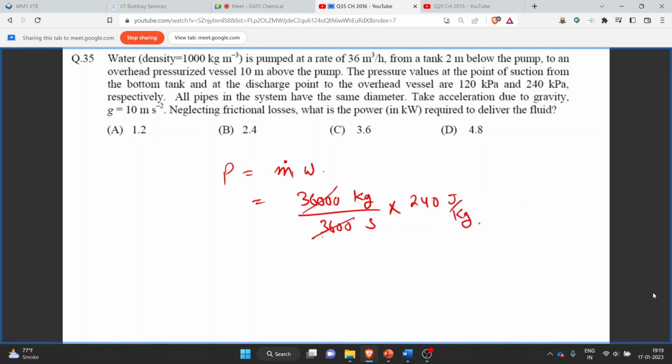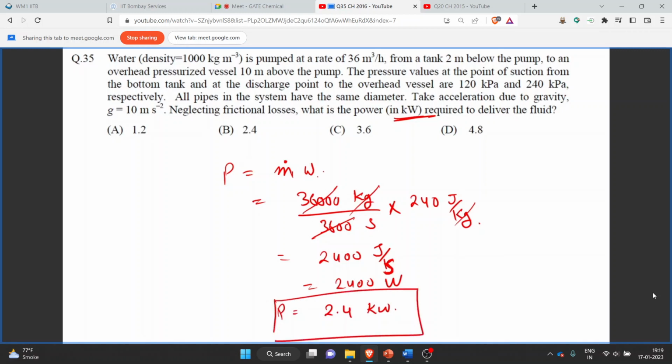So ultimately we will be having 2400 joule per second as the power. So this is equal to 2400 watt, and we have been asked to find the power in kilowatt. So the power in kilowatt will be 2.4 kilowatt. So the final answer we can select as option B, that the power required to deliver the fluid will be 2.4 kilowatt.